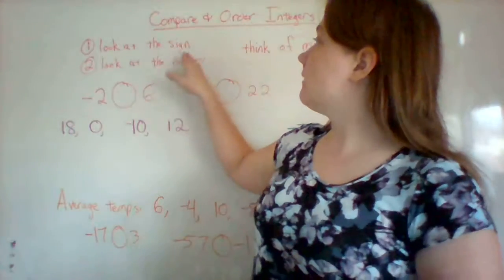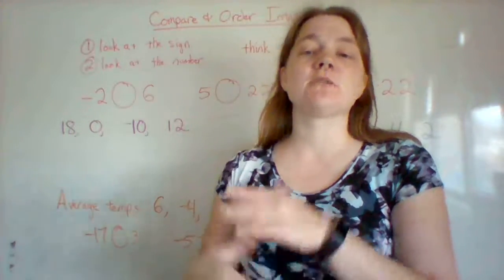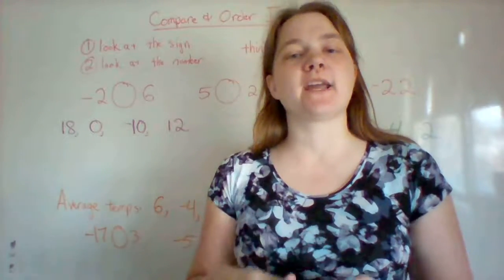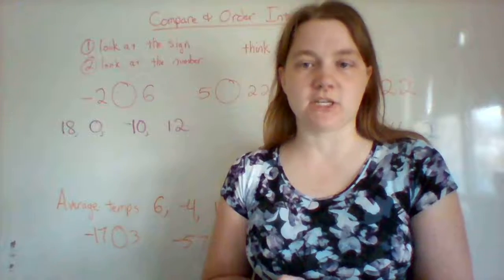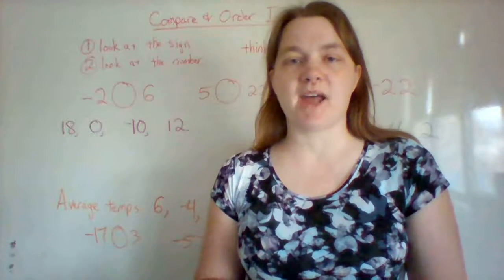Or if you are comparing a positive number to 0 or a negative number to 0, 0 doesn't have a sign. A positive number is always going to be bigger than 0. A negative number is always going to be smaller than 0. So you can look at the sign and solve a lot of problems right off the bat.